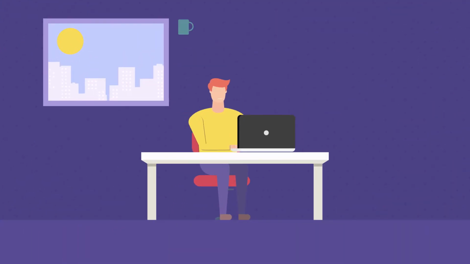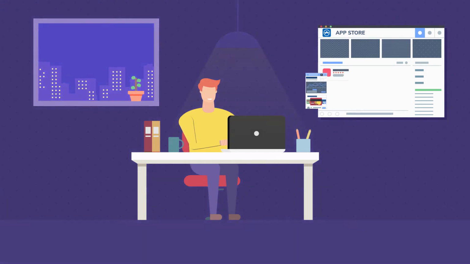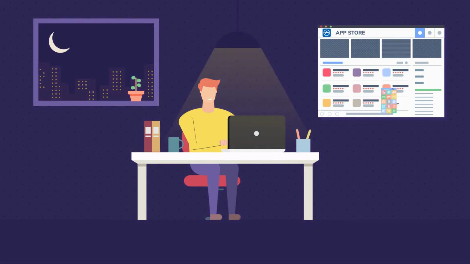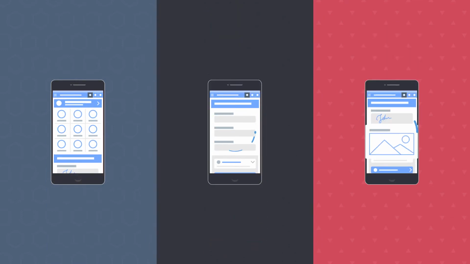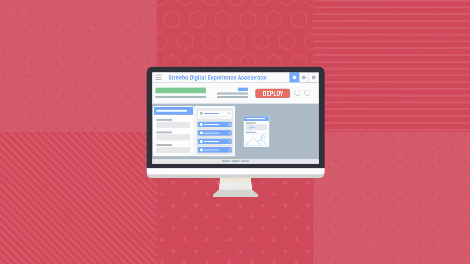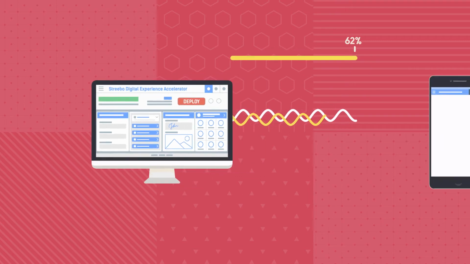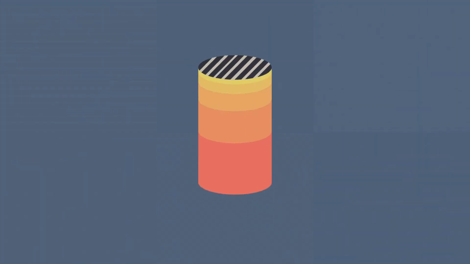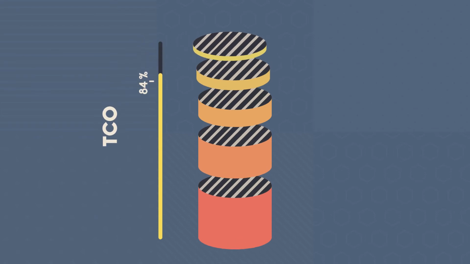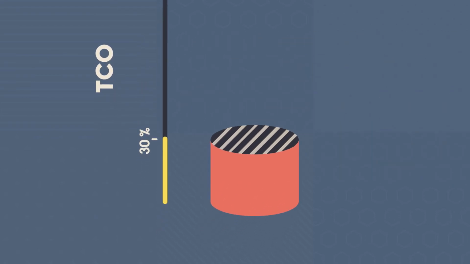Streebo Digital Experience Accelerator Platform is designed to reduce the tiresomeness of development cycles and boost the delivery of mobile experiences in various environments. According to estimates, Streebo's DXA can bring down the standard deployment and release cycle by 40% and the total cost of ownership, or TCO, by an estimated 20 to 30%.